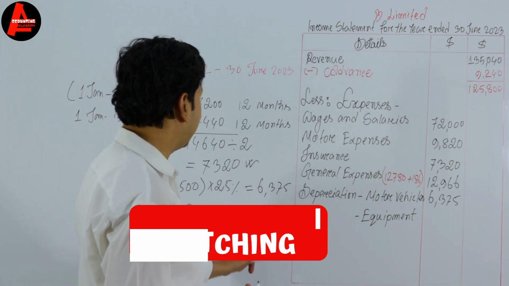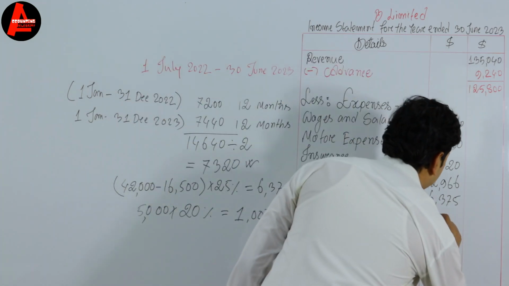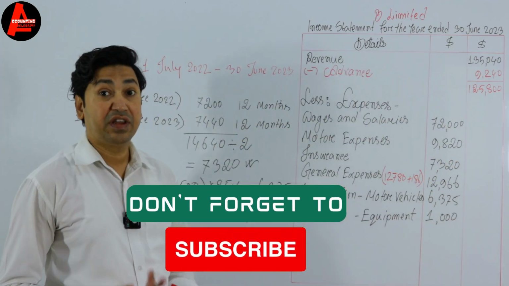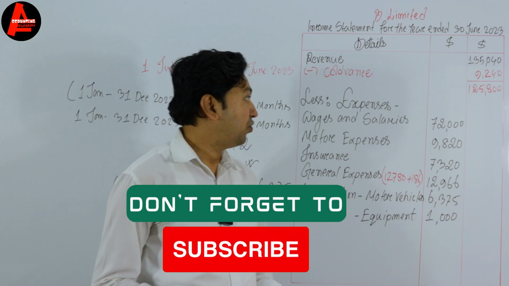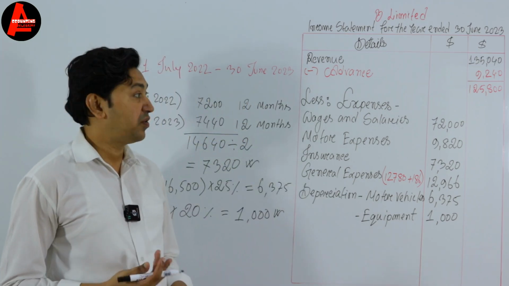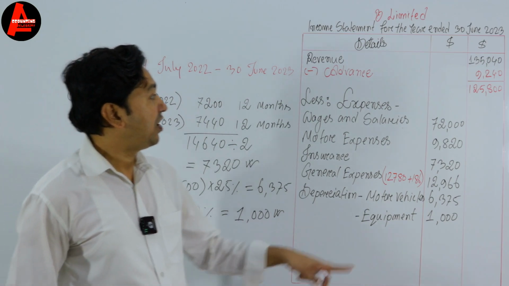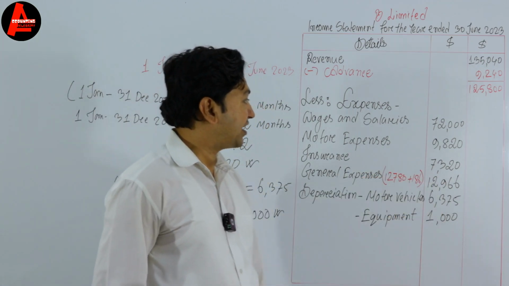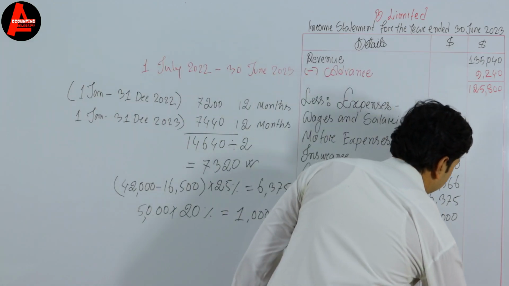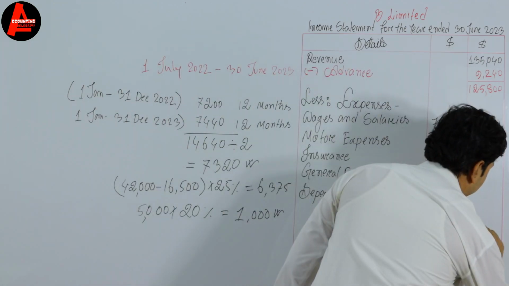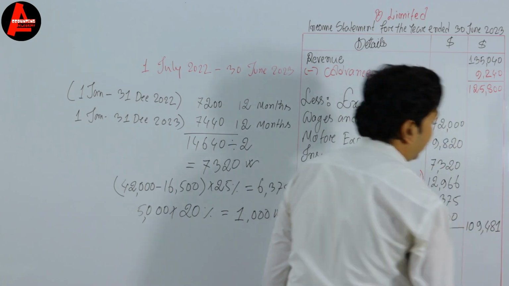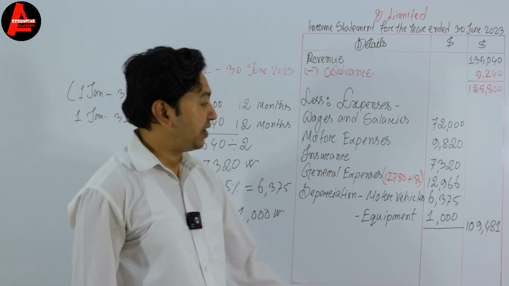Okay, so here it is $1,000. Let us write $1,000 as an expense. Okay, so great, we finished writing all the items. Now we will calculate our profit, net profit or loss for the year. Okay, so here we have 6 expenses. If you add this all expenses, we get here 109,481. Okay, our total expense.